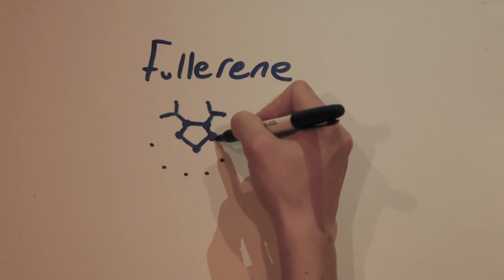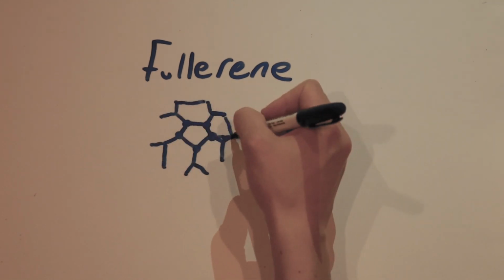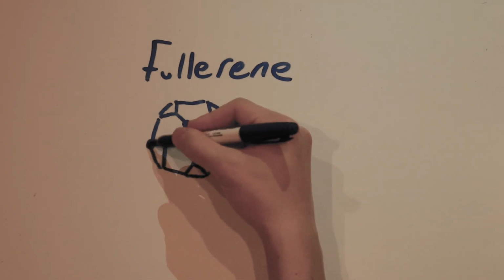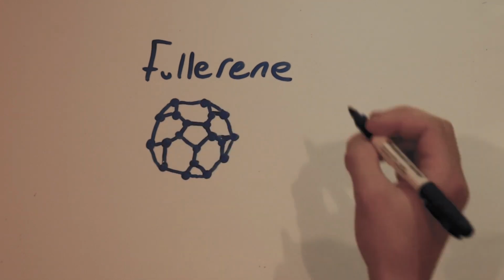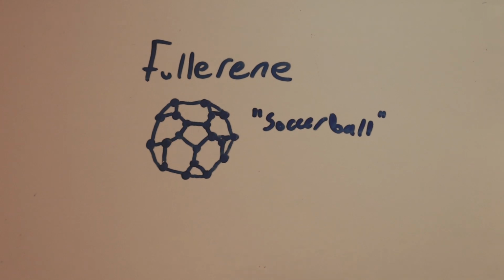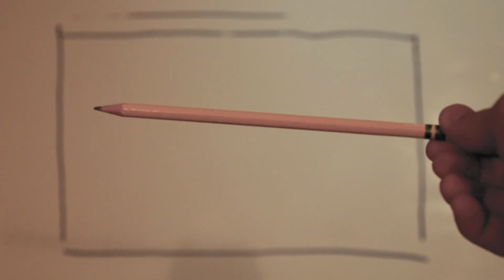They have been suggested for use in a variety of medical applications, such as antioxidants or antiviral agents. One buckyball is made up of 60 carbon atoms arranged in a roughly spherical shape, similar to that of a soccer ball. Next, we have graphite.